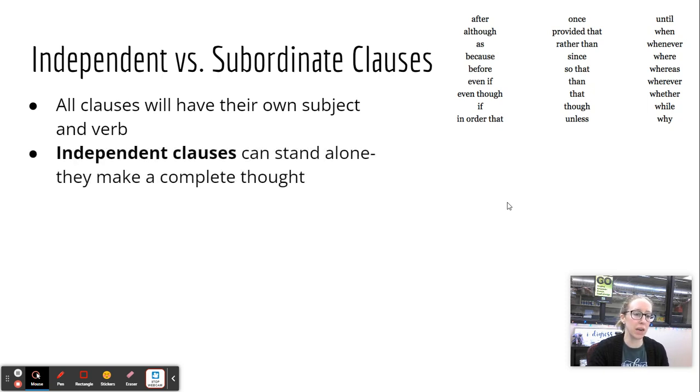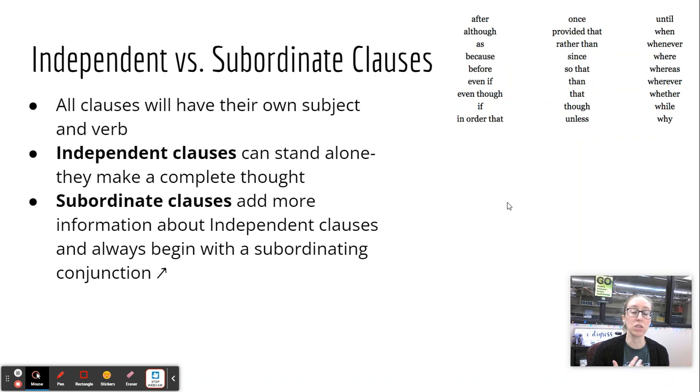So we have independent clauses, which a lot of us know can stand alone by themselves as a sentence. They have a subject, they have a verb, and they express a complete thought. So we have to know the difference between independent clauses and these subordinate clauses, which a lot of people learned to call dependent clauses. Subordinate clauses and dependent clauses are the exact same thing. I don't know why they have two different names, but they do. I like to say subordinate clauses because I think it makes me sound fancier.